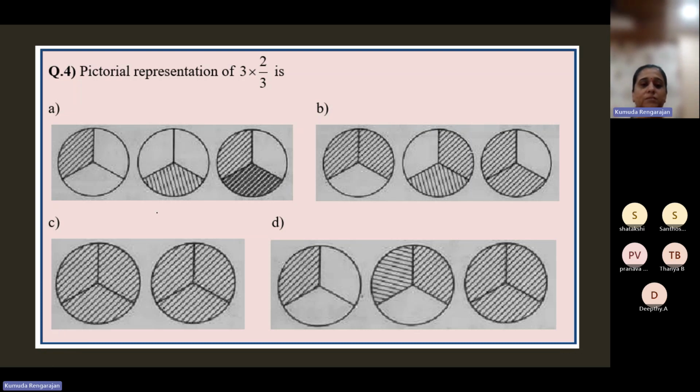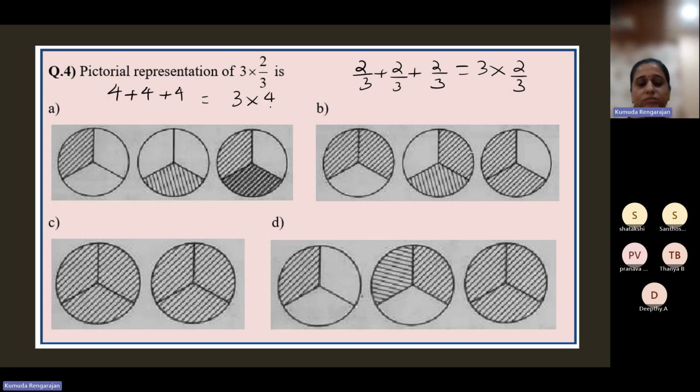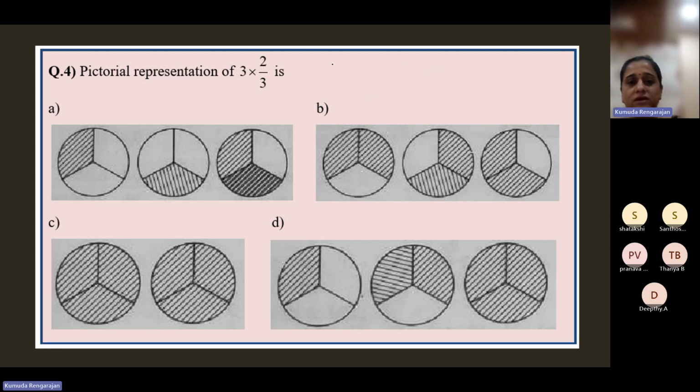Now, 3 into 2 by 3. Which of these represents 3 into 2 by 3? So 3 into 2 by 3 means 2 by 3 plus 2 by 3 plus 2 by 3. Repeated addition is multiplication. So 2 by 3 plus 2 by 3 plus 2 by 3 is 3 times 2 by 3. Like 4 plus 4 plus 4 is 3 times 4. In the same way, 3 times 2 by 3 is nothing but 2 by 3 plus 2 by 3 plus 2 by 3.